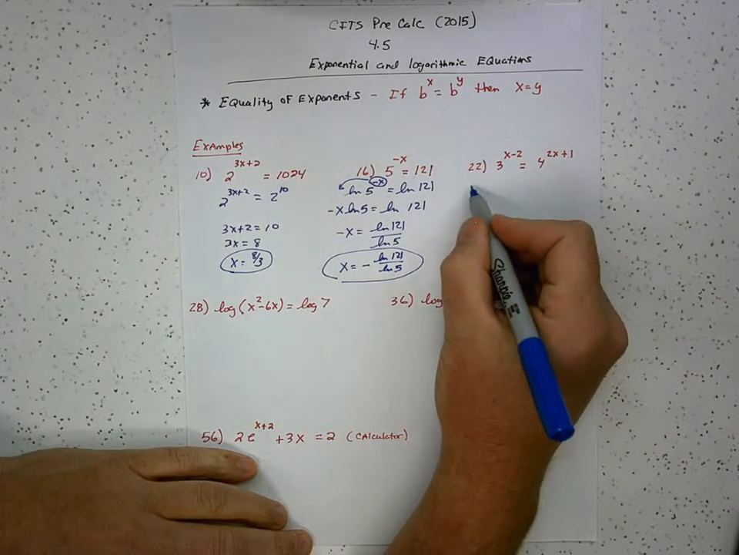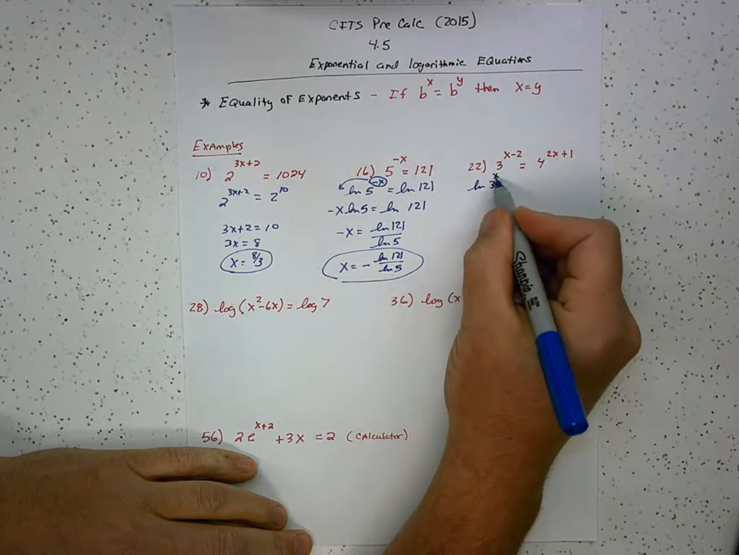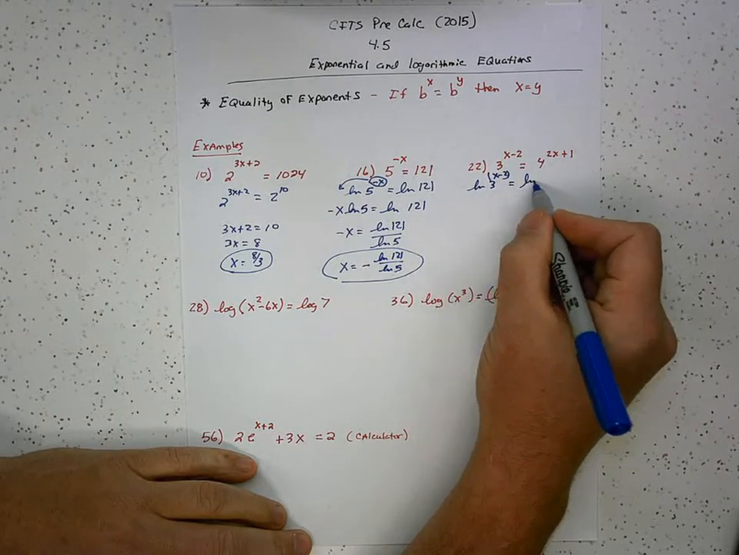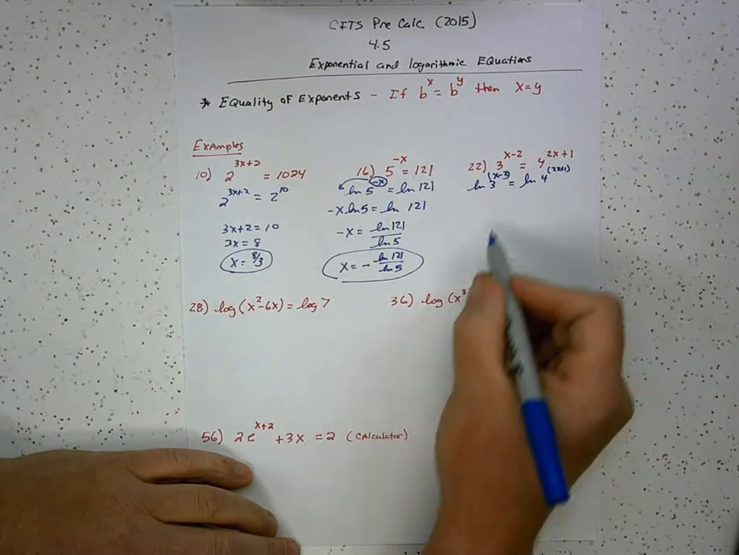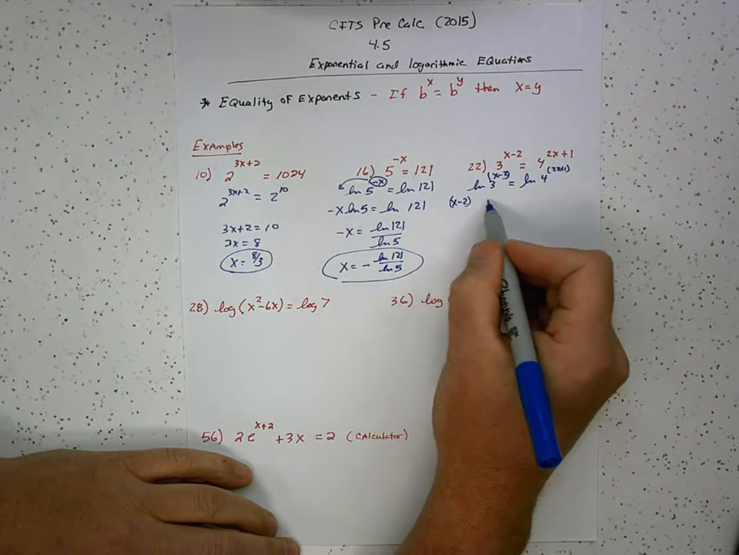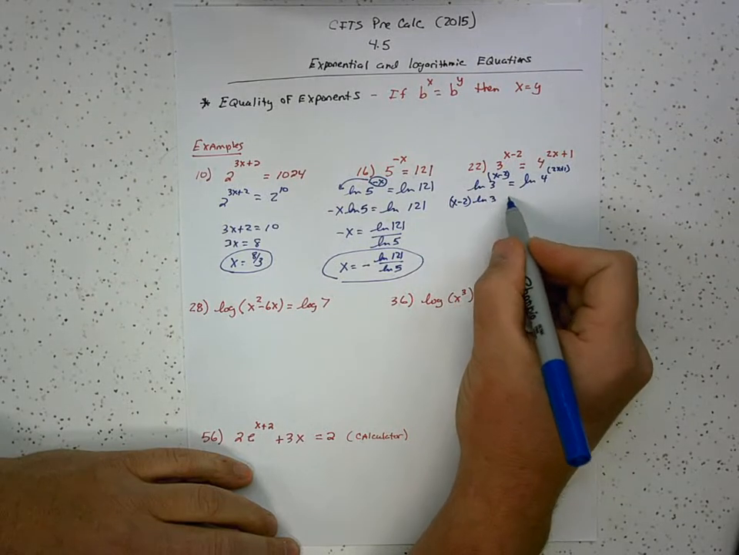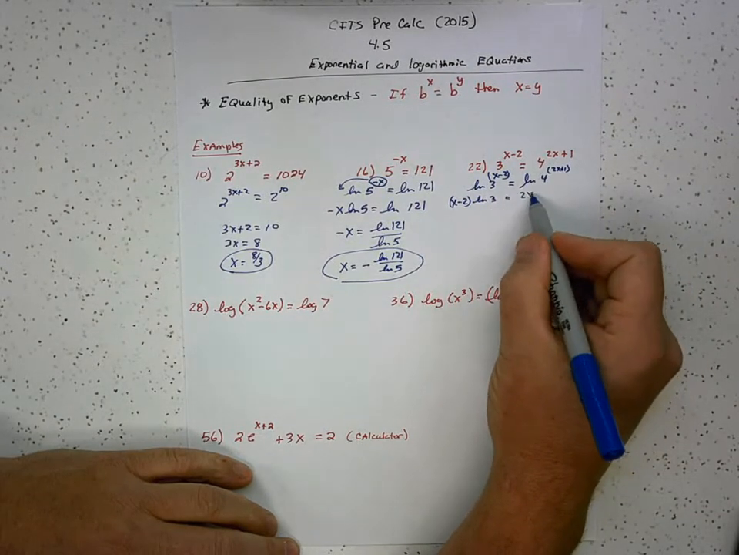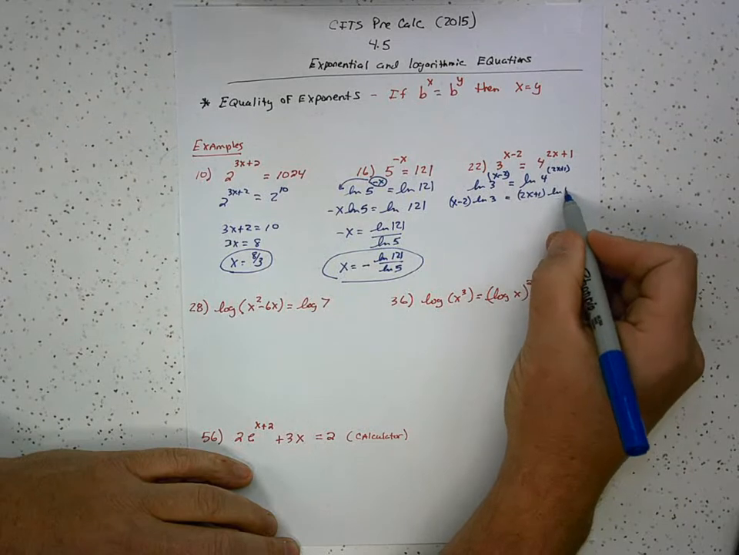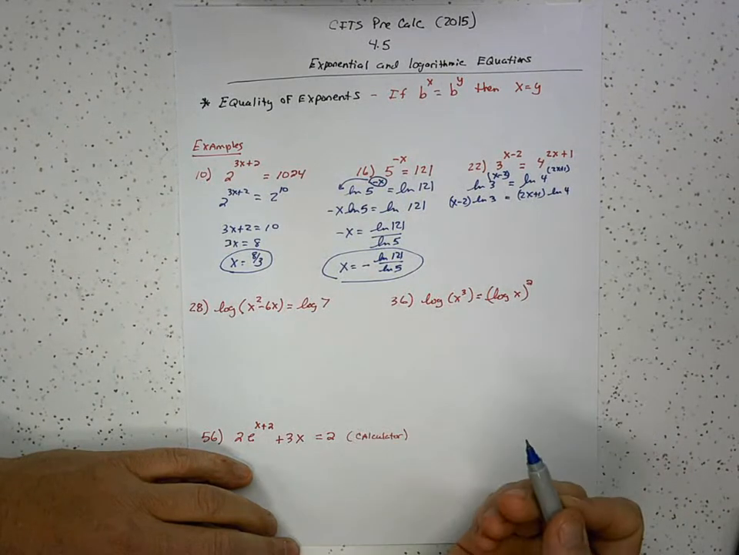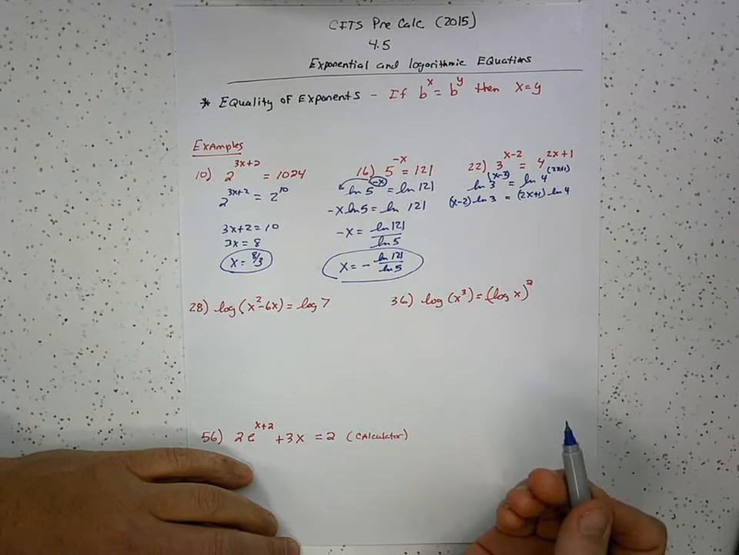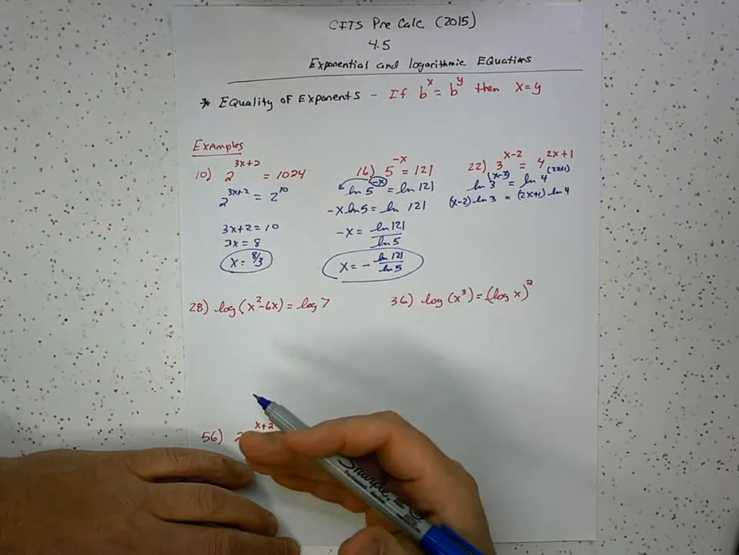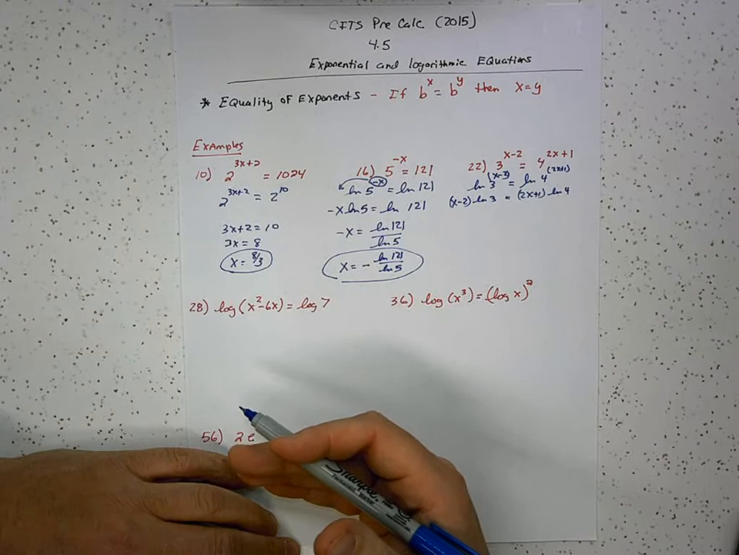So number 22, again, the bases I cannot get into the same form. So this is a little bit tougher. I'm going to take the log of both sides. I'm going to pull the exponents in front. Make sure you put brackets around them so you remember to multiply that log of 3 through and that log of 4 through. Now, the rule for solving an equation, these are basically linear equations, there's no exponents in them anymore, is get all the x's to one side and get x alone.